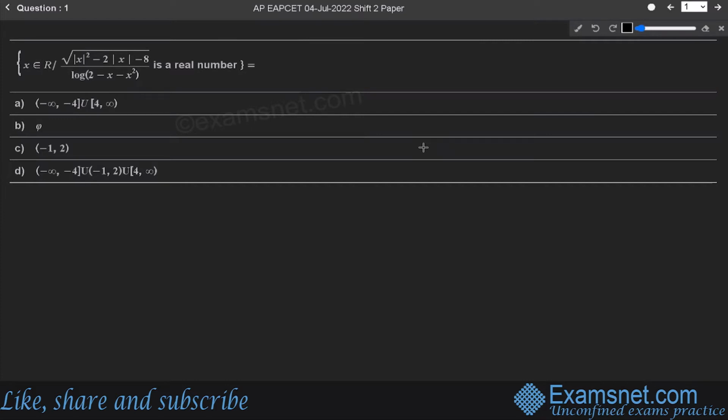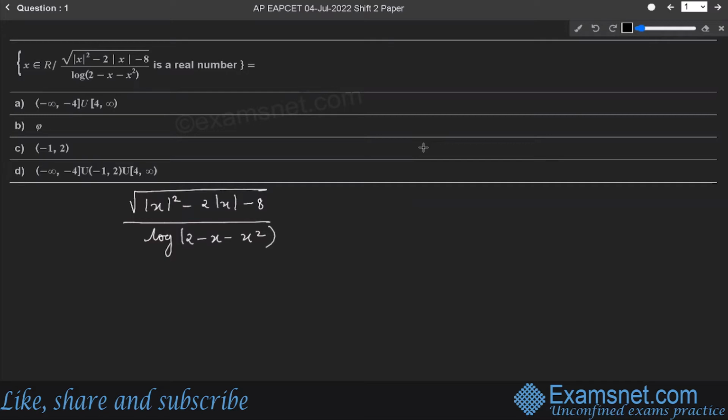x belongs to R and under root of modulus of x square minus 2 into modulus of x minus 8 upon log of 2 minus x square is a real number, then it is equal to. Means we have to find the range for the given question.